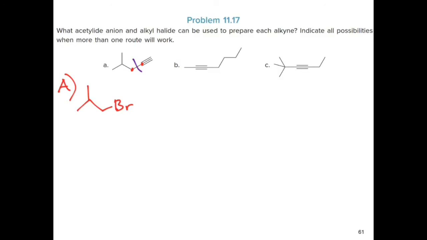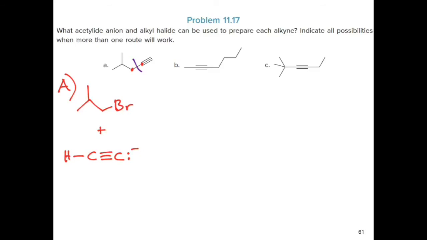So here's the alkyl halide. So we have a primary alkyl halide. And again, you can use bromine, chlorine, or iodine. It doesn't really matter as long as we have a primary alkyl halide. And then if we were to react this with the acetylide ion, it will form this product right here.